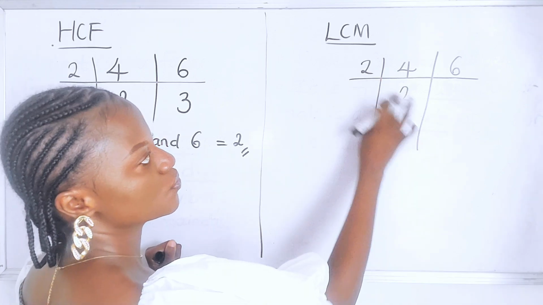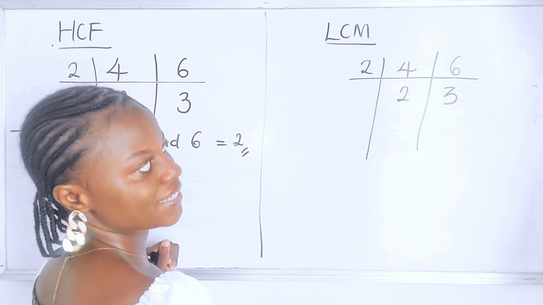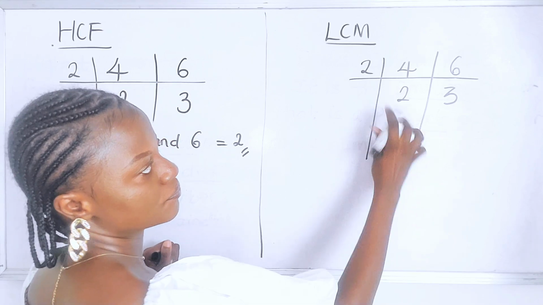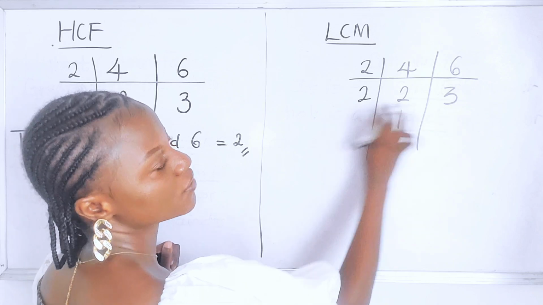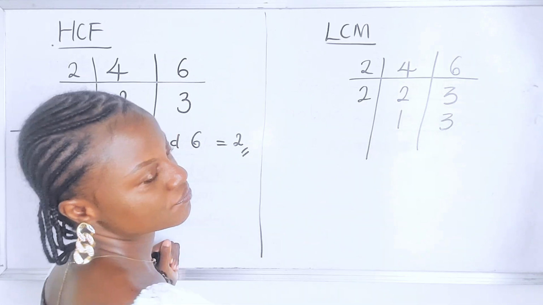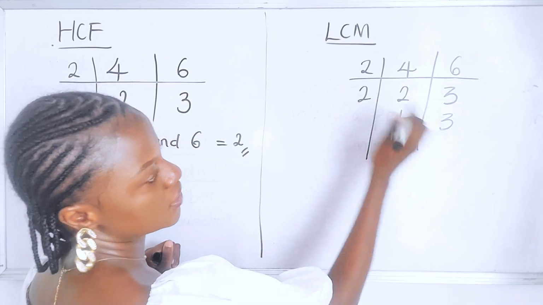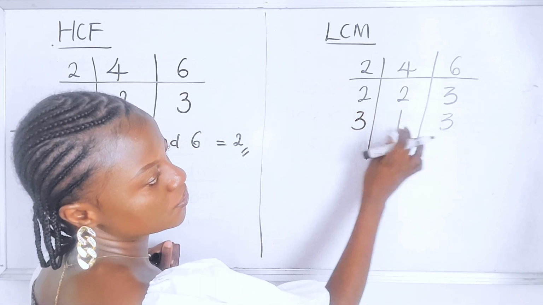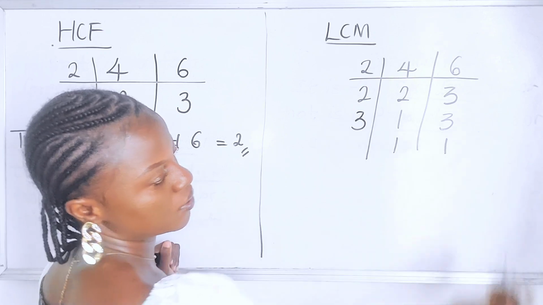2 in 4 is 2. 2 in 6 is 3, right? What again can go? So 2 in 2 is 1, but 2 cannot go in 3 without a remainder. So just write 3. Don't do the division, okay? Then the next one is 3. So 3 in 1 is 1. 3 in 3 is 1.